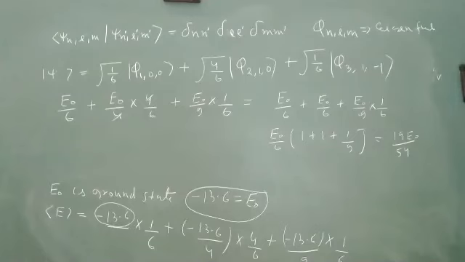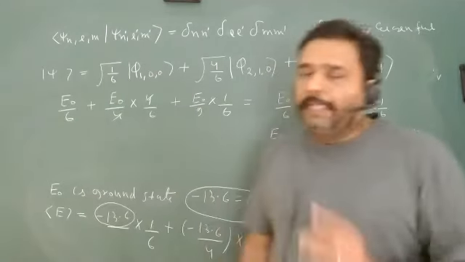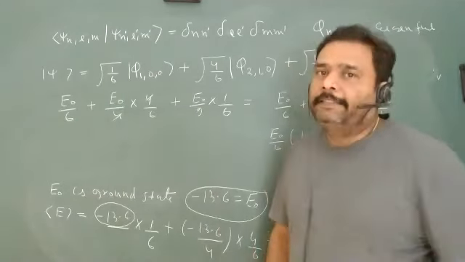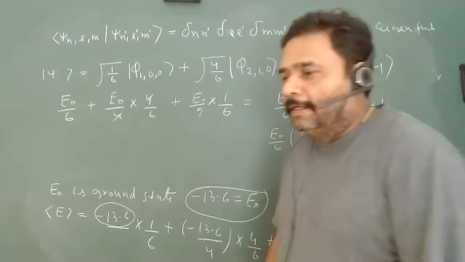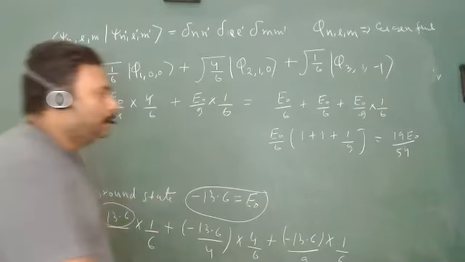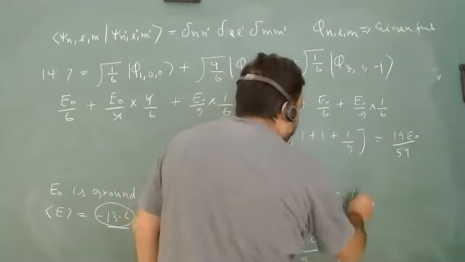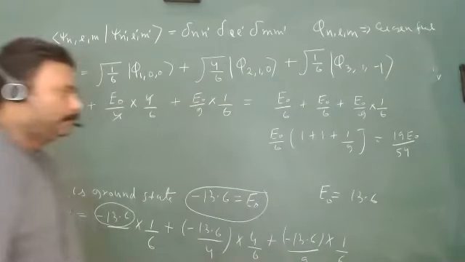But in the third problem, this is the very tricky one. They have given that E naught is the ionization energy. So what is E naught? E naught is nothing but the ionization energy, which means E naught is actually plus 13.6 electron volt.